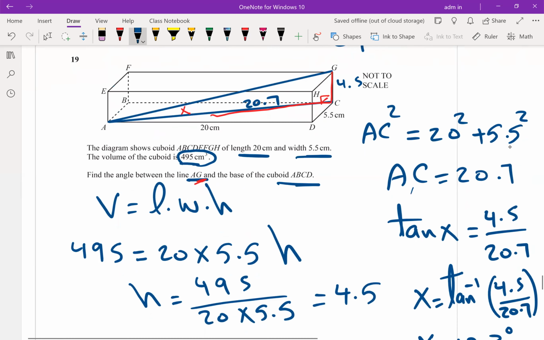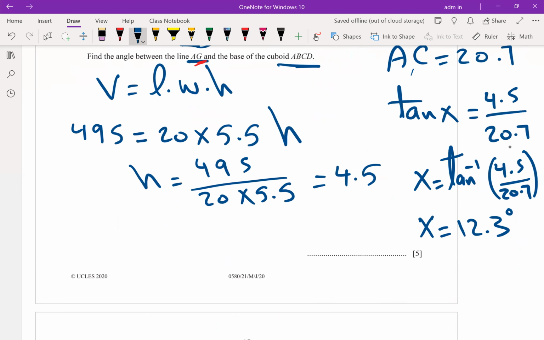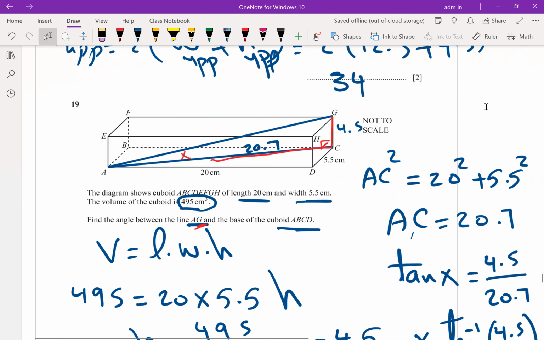Explain again. He asked to get which angle? The question included 5 marks. Find the angle between AG and the base. First, join AG. Drop a perpendicular from the vertex to the base at C. Join from C to A. So it is the angle between AG and the diagonal of the base.